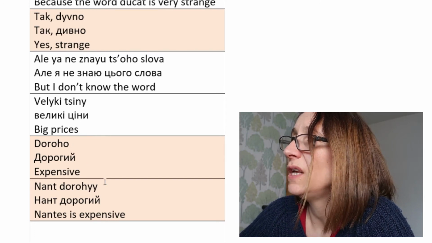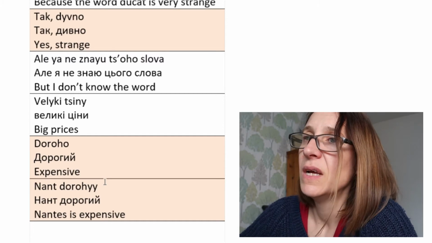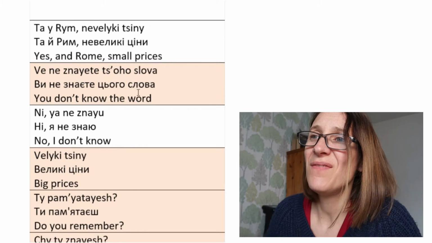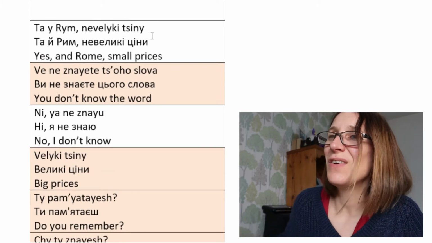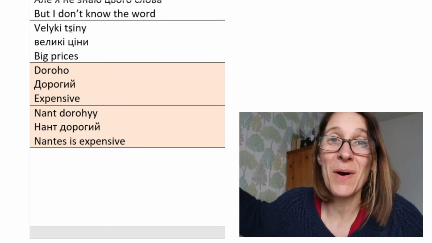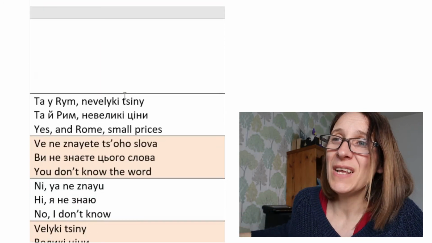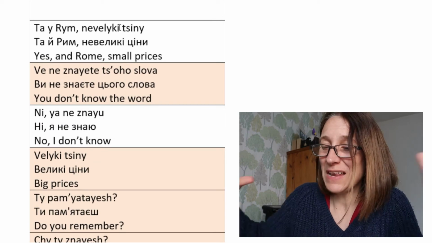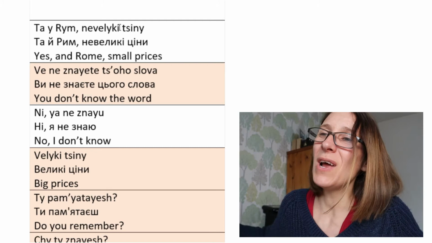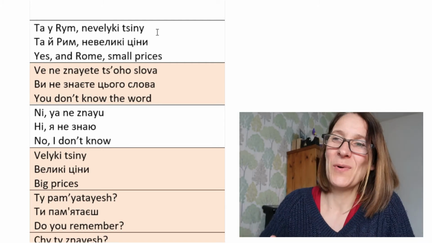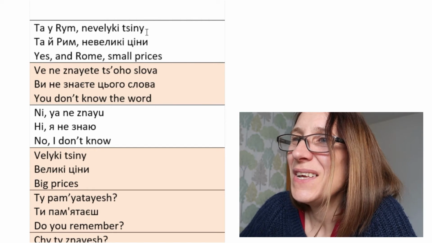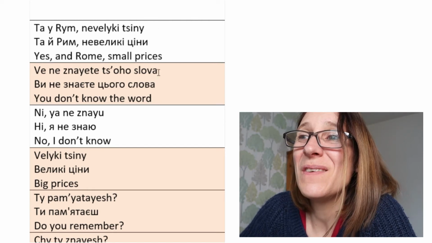Nant dorohi. Nant is expensive. Ta Rim ne veliki ceny. Okay, now, so veliki ceny is big prices. Veliki. Okay, I'm okay with that. And then small, ne veliki. Okay, so that's like not big. Isn't that wonderful? Veliki ceny, big prices. Ne veliki ceny, small prices. I love that. Okay. Wy nie znajecie toho slova.